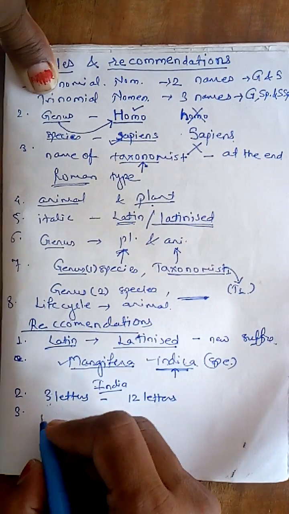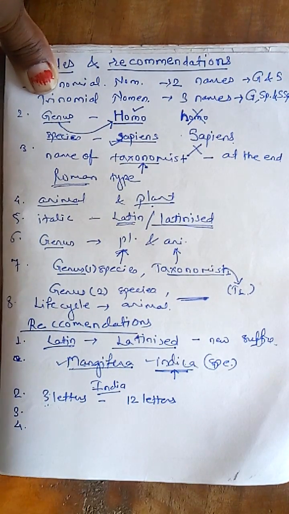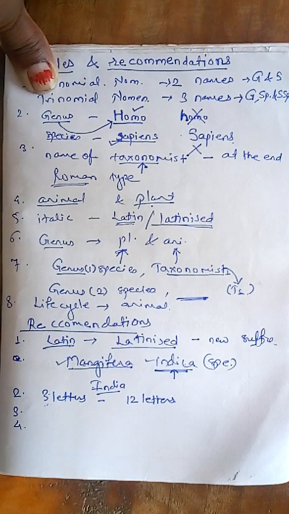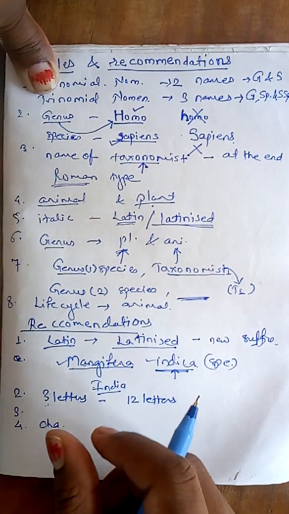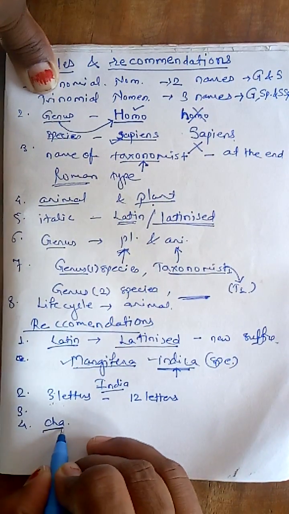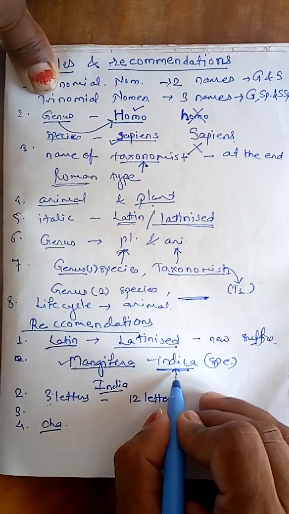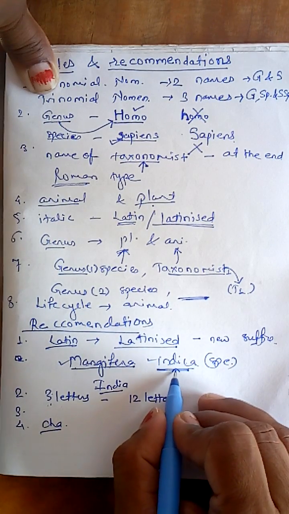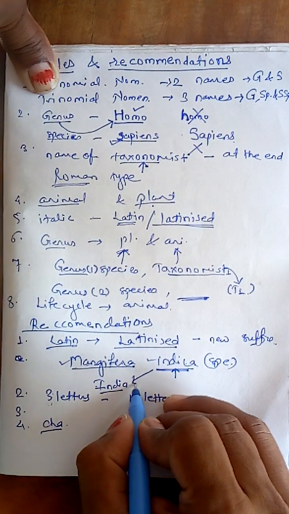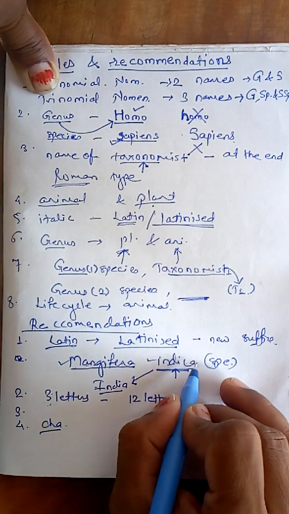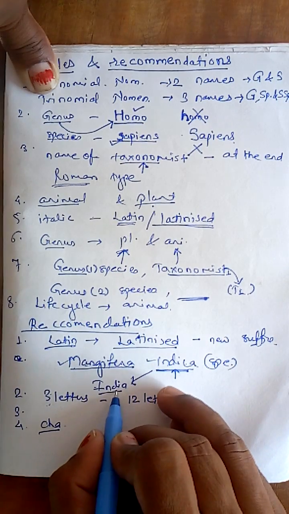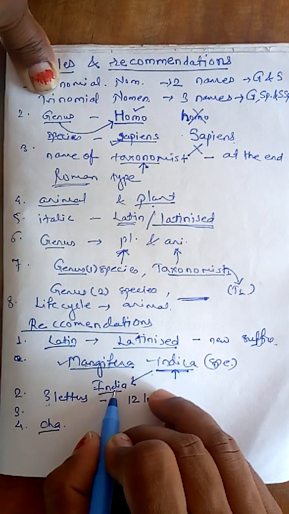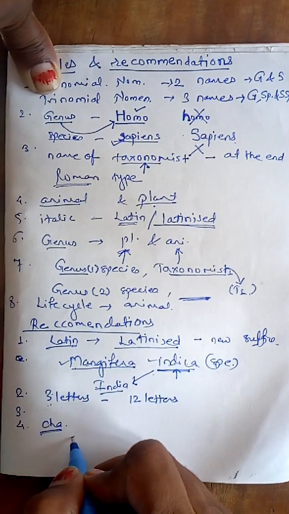Okay, then the fourth one is the name should describe some important characteristics of the organism. At least that name should indicate some specific character. Like here, indica, what does it indicate? It belongs to India. This specific name of mango indicates that it belongs to India. It is native to India. So this is the characteristic feature.